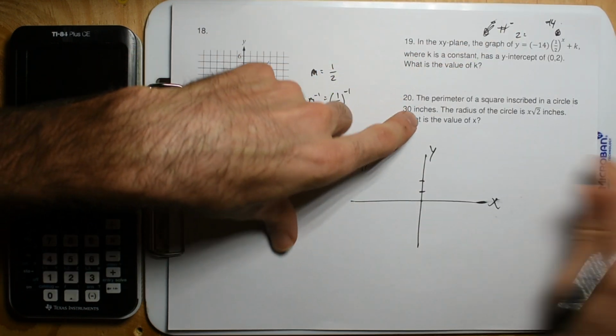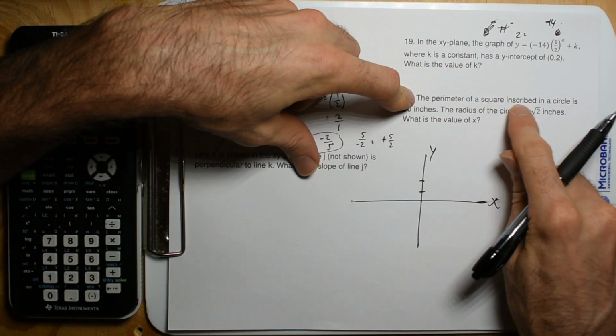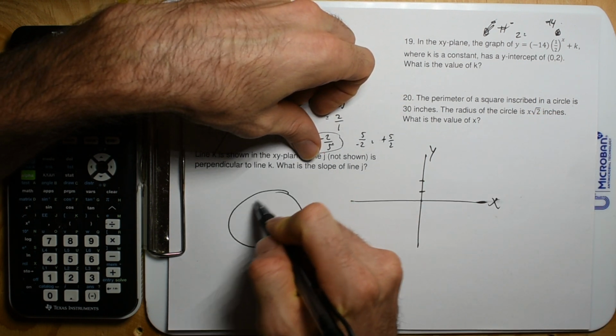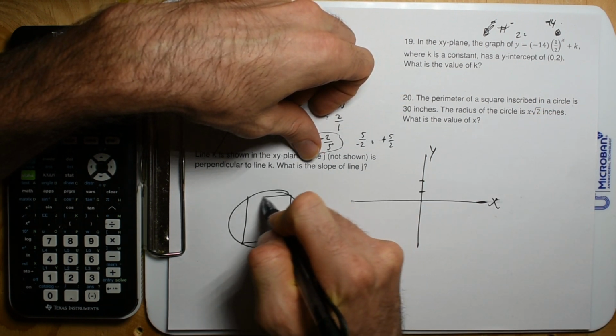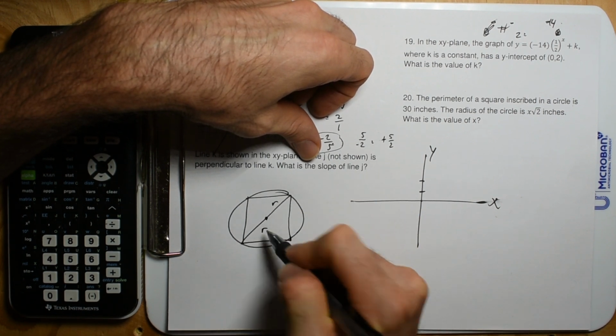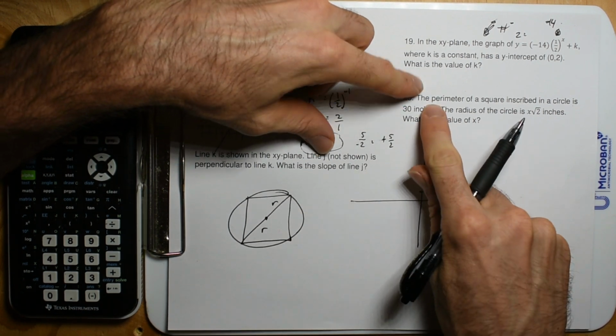Sweet. All right, so the perimeter of a square inscribed in a circle. So it's going to be inscribed like that. Okay, so there's your diameter. You know, so there's your radius. So do some quick trigonometry.